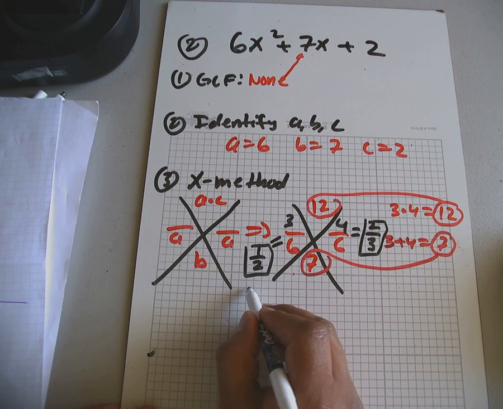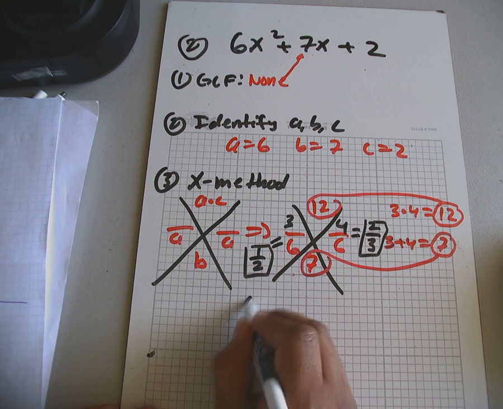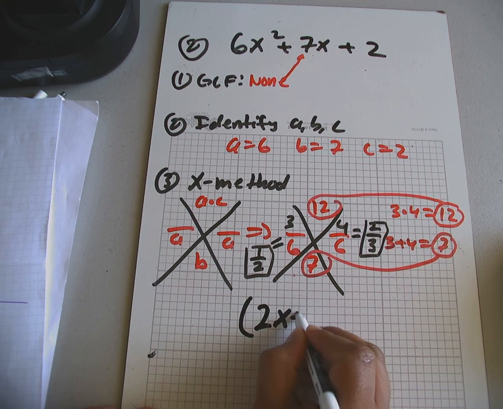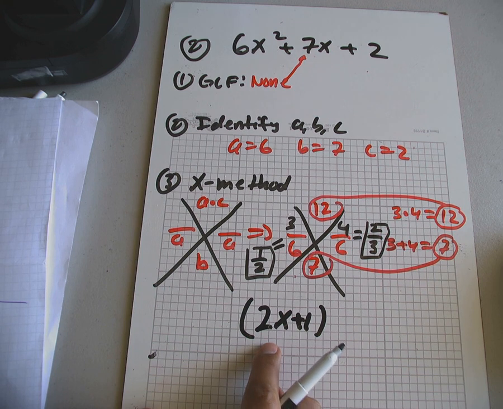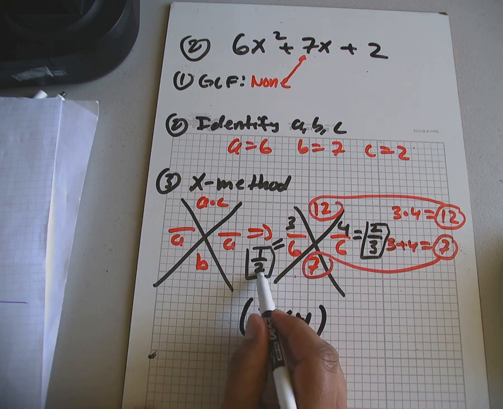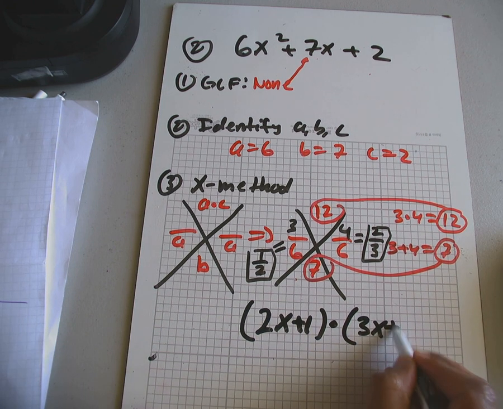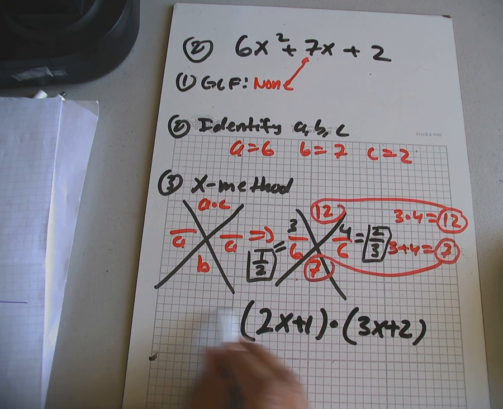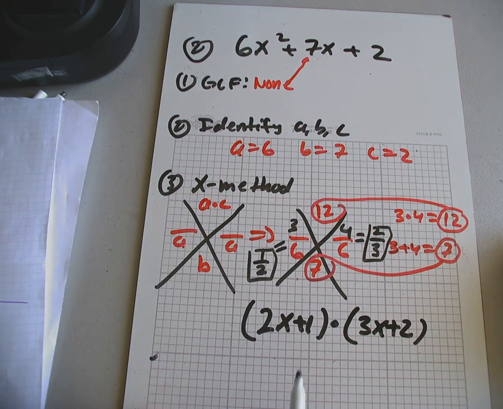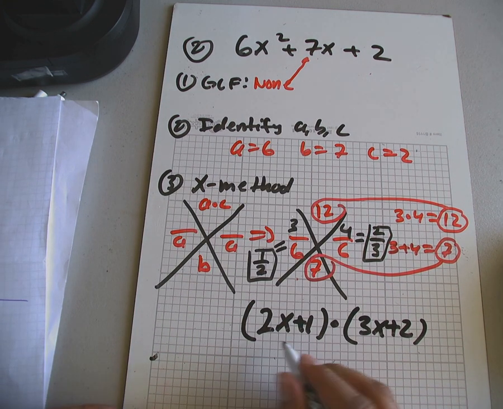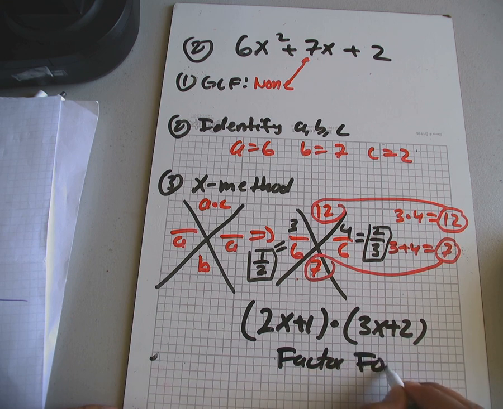So my answer will be parentheses 2x plus 1. Now I wrote 2x because the 2 is in the denominator, so the 2 goes in front of the x, times 3x plus 2. In this case, there's no GCF because we mentioned that there is none. So this is my factor form. This is my second example.